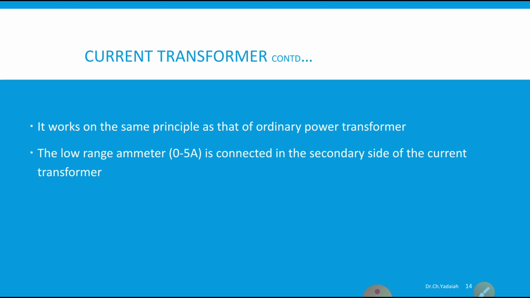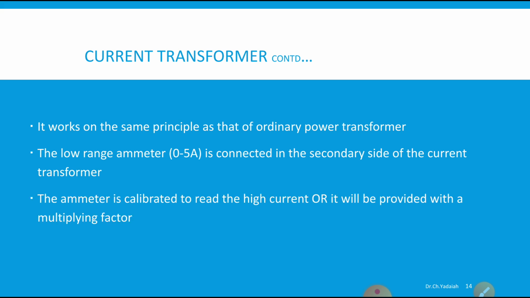A low range ammeter, for example 0 to 5 amperes, is connected on the secondary side of the current transformer to measure the current in the primary side. The ammeter is calibrated to read the high current, or it will be provided with a multiplying factor. So, what is the meaning here? Let us see this one.